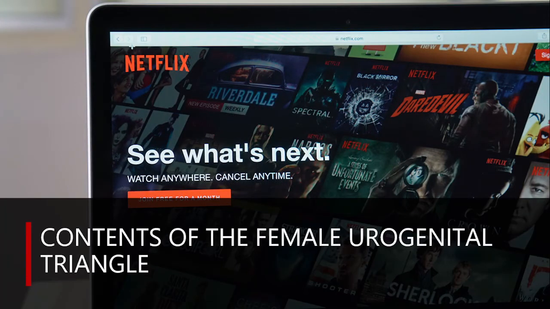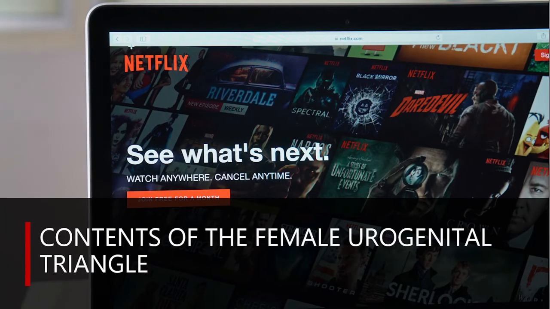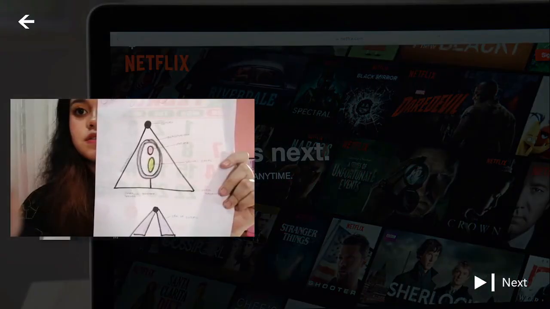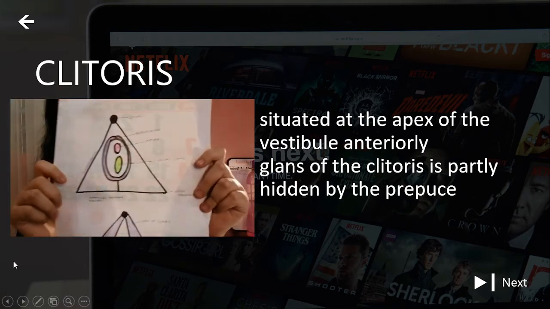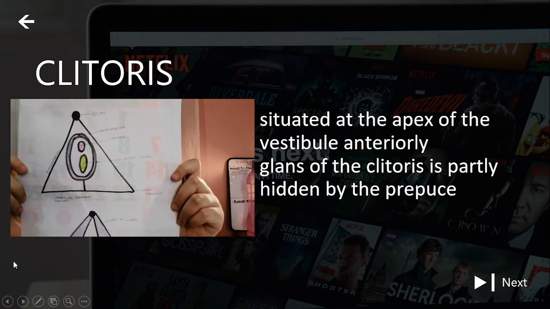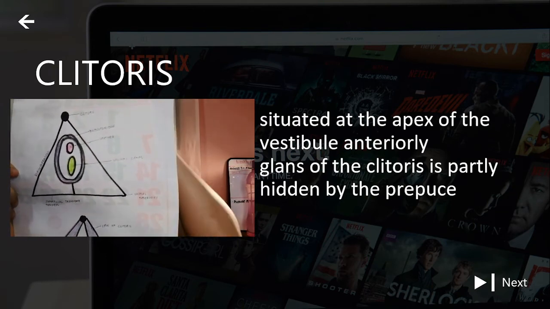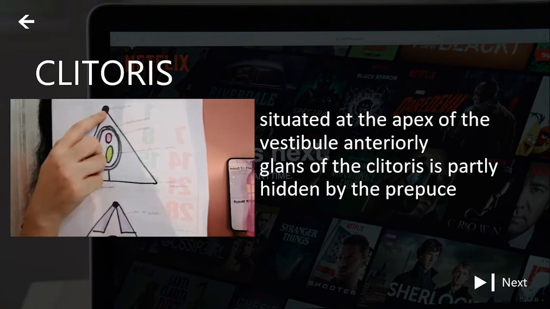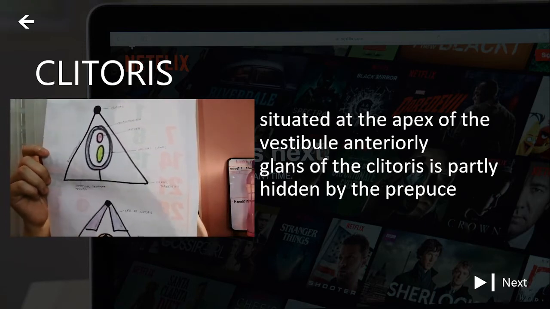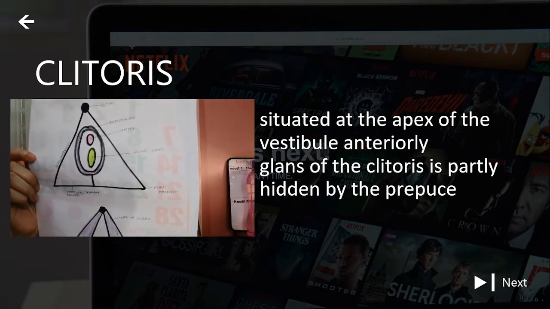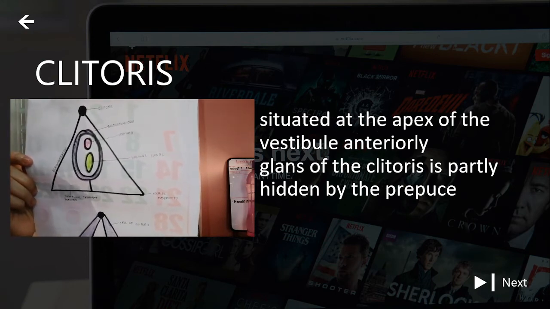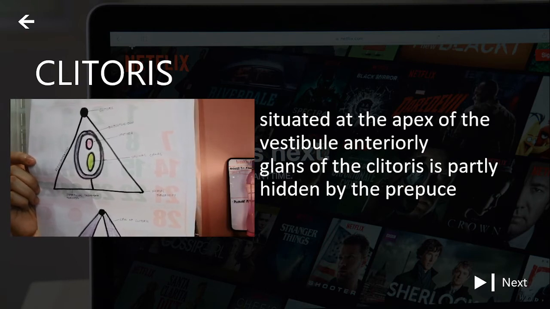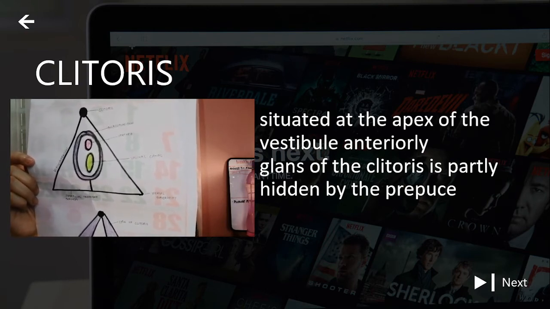So next is the contents of the female urogenital triangle. So this is my visual for the female urogenital triangle. This right here is the clitoris, which corresponds to the penis in a male. This is situated at the apex of the vestibule anteriorly. It has a structure similar to the penis. The glans of the clitoris is partly hidden by the prepuce.